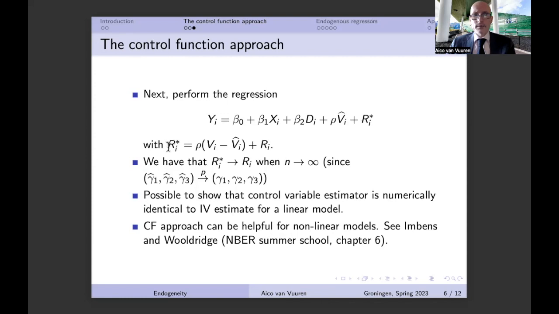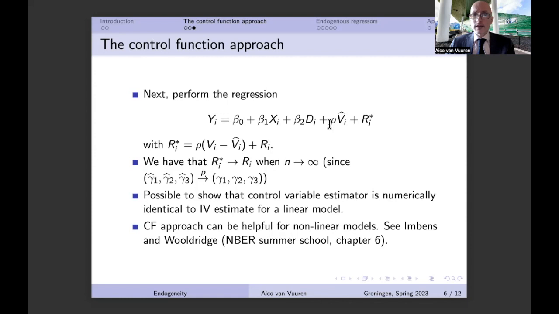And the reason behind that is because in the definition of Ri star, we actually have Vi hat. Vi hat is over here, and therefore Vi hat cannot be uncorrelated with itself, and therefore also not uncorrelated with Ri star. So at the moment that we run this regression, we know for sure that it will give us biased estimators. There's still a bias in here.